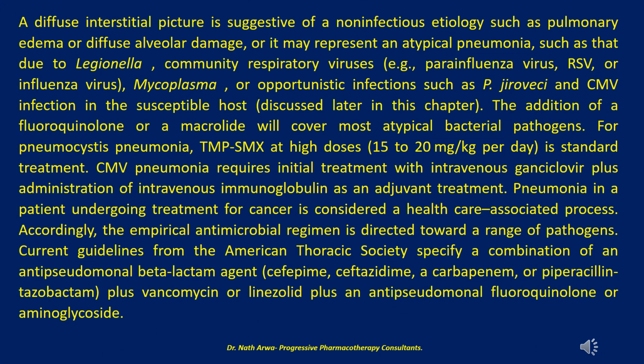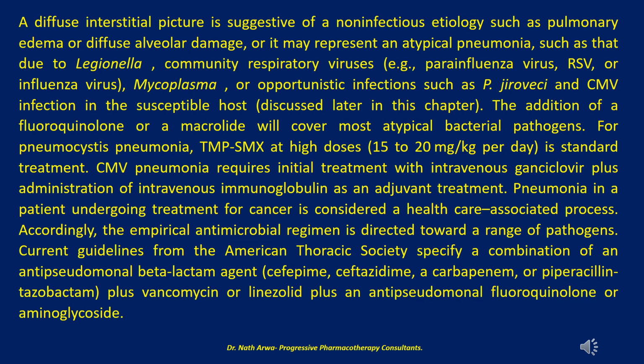A diffuse interstitial picture is suggestive of a non-infectious etiology, such as pulmonary edema or diffuse alveolar damage, or it may represent an atypical pneumonia, such as that due to Legionella, community respiratory viruses, e.g., parainfluenza virus, RSV, or influenza virus, Mycoplasma, or opportunistic infections such as Pneumocystis jirovecii and CMV infection in the susceptible host, discussed later in this chapter. The addition of a fluoroquinolone or a macrolide will cover most atypical bacterial pathogens.